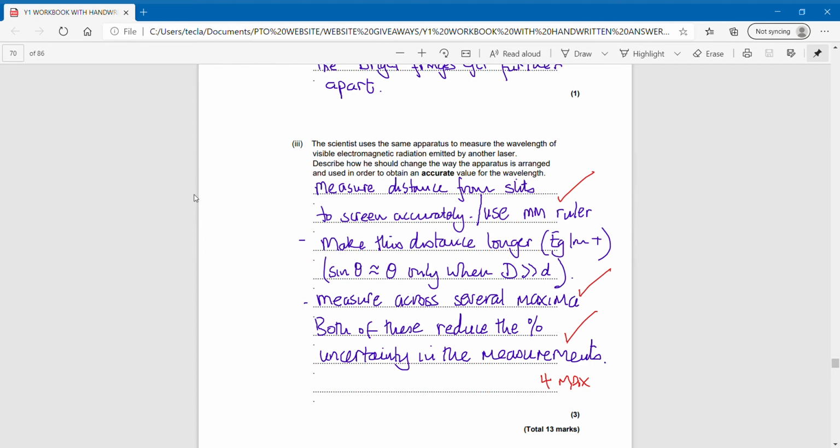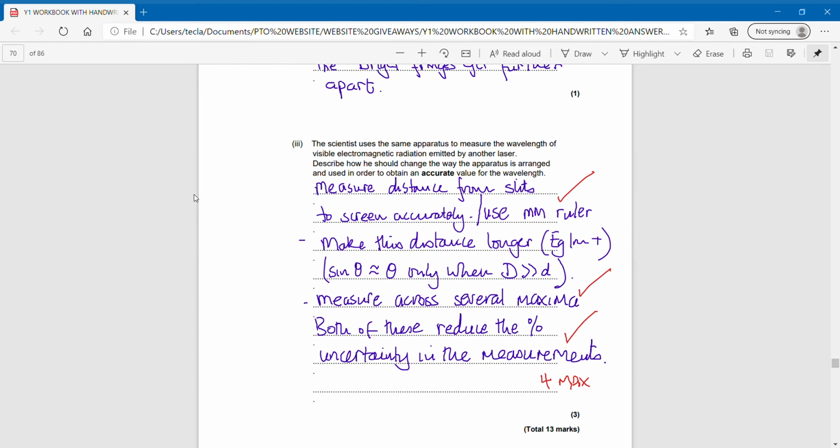That's partly because there's a small angle approximation that we use in the equation, and that's only really valid when big D is very much greater than small d. So this distance between the slits and the screen is very much larger than the slit separation of the diffraction grating.